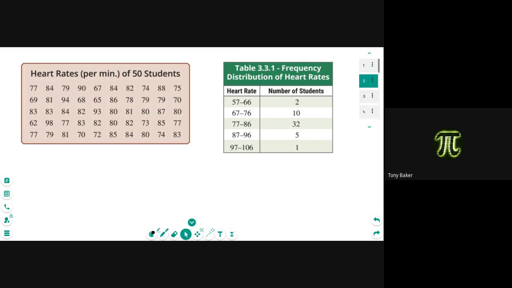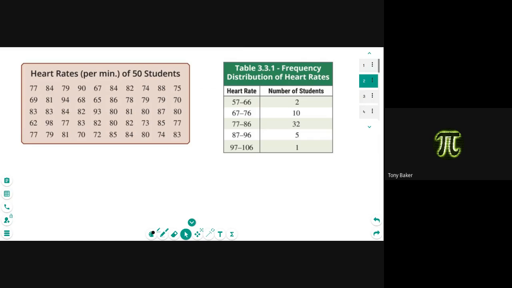What's the smallest value in those heart rates? Oh, sorry, in the table. In the actual list of all the values. What's the lowest heart rate? Is there a 57? 62. 62 is the lowest. And what's the highest? 98 is the highest. So as you can see, their table looks at values that aren't even in our list. And that's because of how they actually created that frequency distribution.